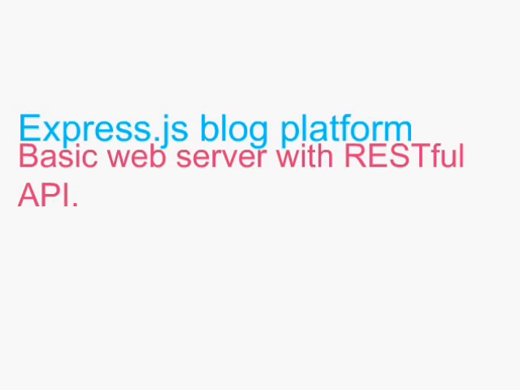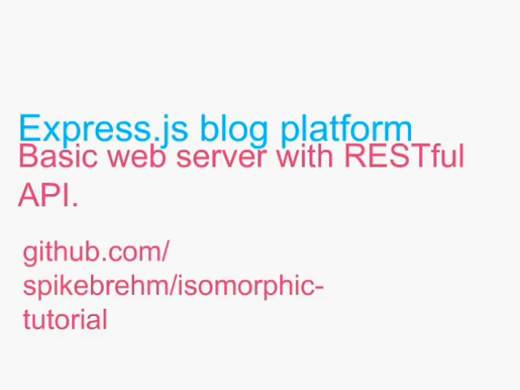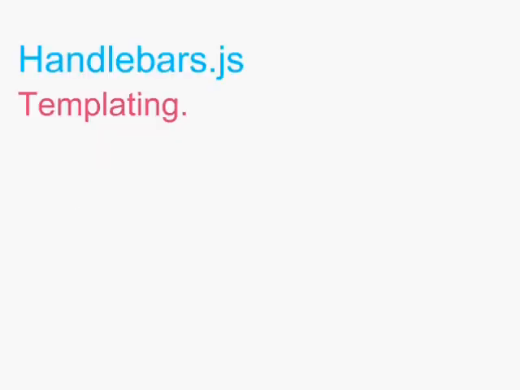And you can see it at github.com/spikebrem/isomorphic tutorial. Feel free to pull that down and play around with it. What it does is it just combines a few existing modules together, 3 modules that work isomorphically, and puts them together for a really basic isomorphic app, just to show you how you don't have to use a big framework. You can build this on your own from existing modules.